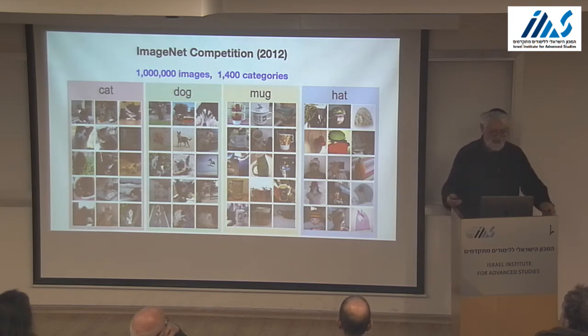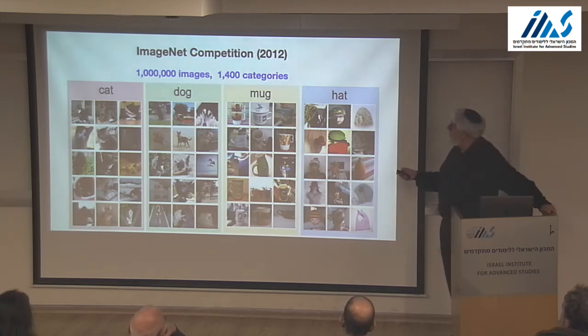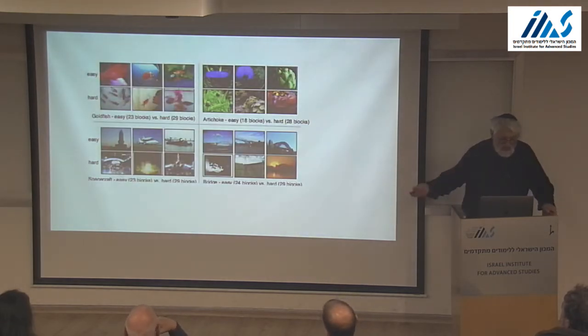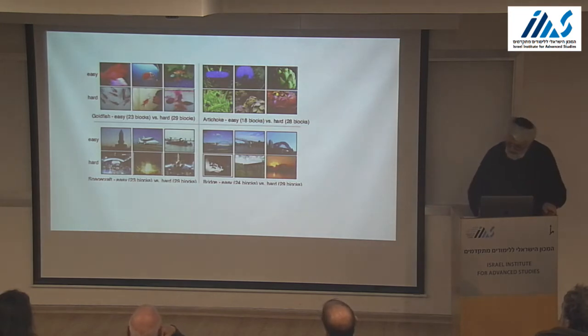So it's a highly non-trivial task to actually make a computation to say this is a mug, or this is a hat, and not dogs and cats, and so on and so forth. So this is the ImageNet competition. And here are examples of easy and hard images.